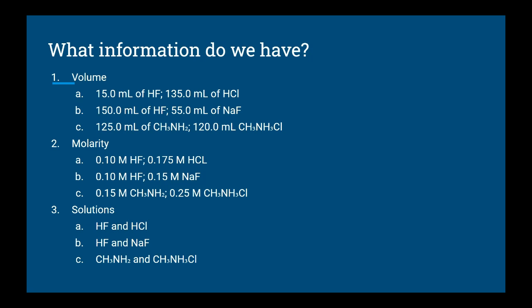We also know the molarity of each component. We have 0.10 molar HF and 0.175 molar HCl for part A, 0.10 molar HF and 0.15 molar NaF for part B, and 0.15 molar CH3NH2 and 0.25 molar CH3NH3Cl for part C. We also know what solution pairs we are mixing together to try and create a buffer, these pairs being HF with HCl, HF with NaF, and CH3NH2 with CH3NH3Cl.